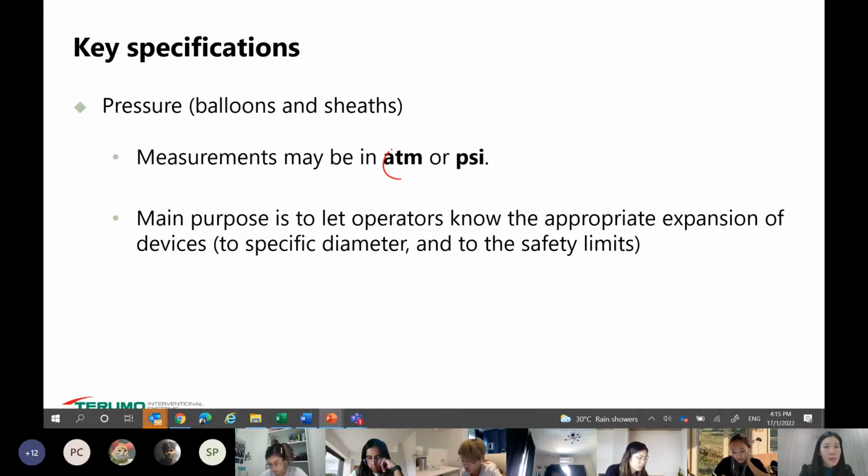Pressure can be in ATM or PSI, and it allows the operator to know the proximal expansion of the device to a specific diameter. So typically how you see this is the balloon can be expanded to 16 ATM. 16 ATM will then relate to a diameter of 4 mm. So that's how you will see these measurements being shown.